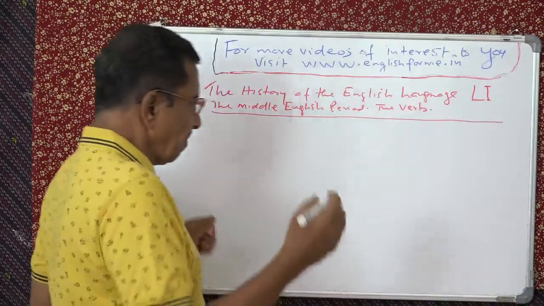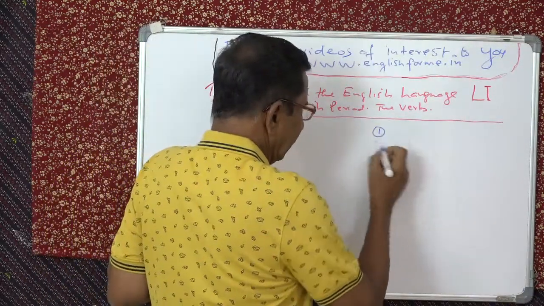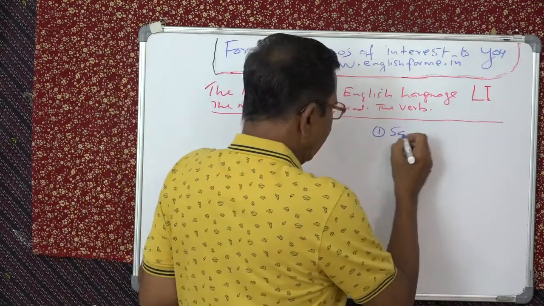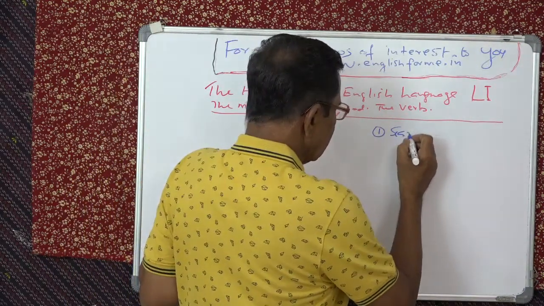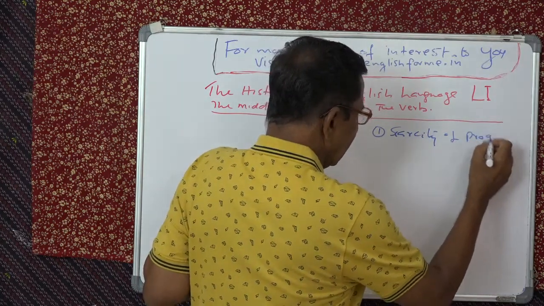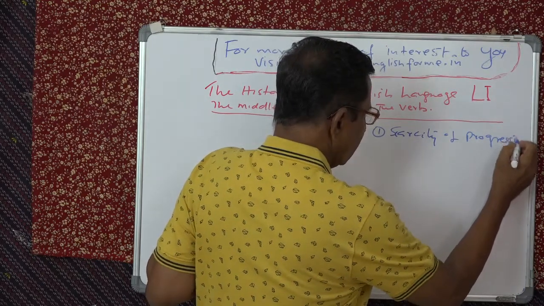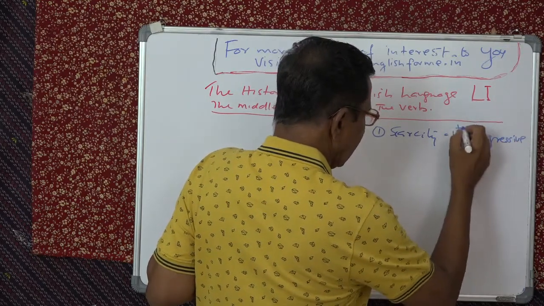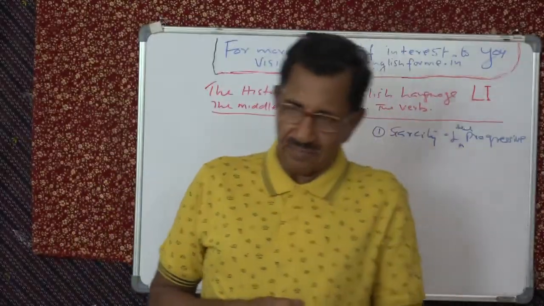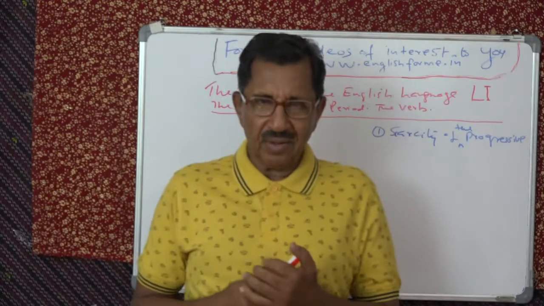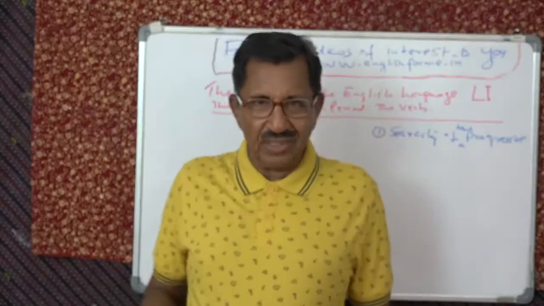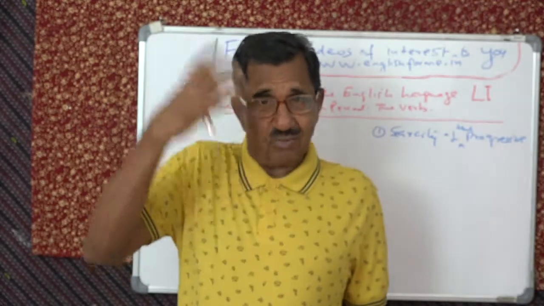So that is the first point that you have to see: scarcity of the progressive tenses. Instead they use the simple. That's point one. An example I have already given you, a very famous example, so I need not write it. What do you read, my lord? What is the answer? Words, words, words.